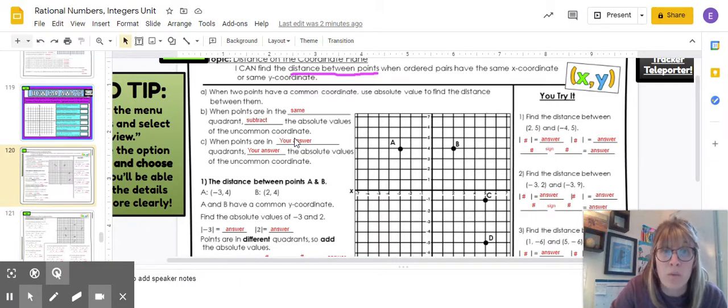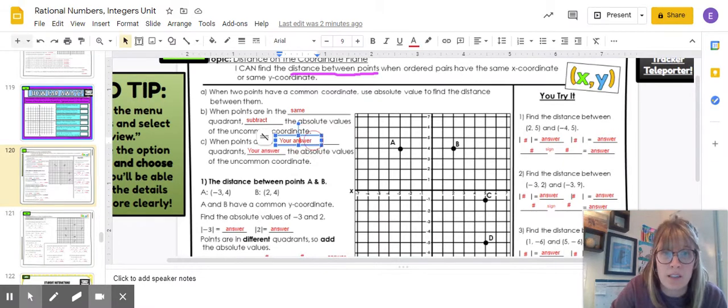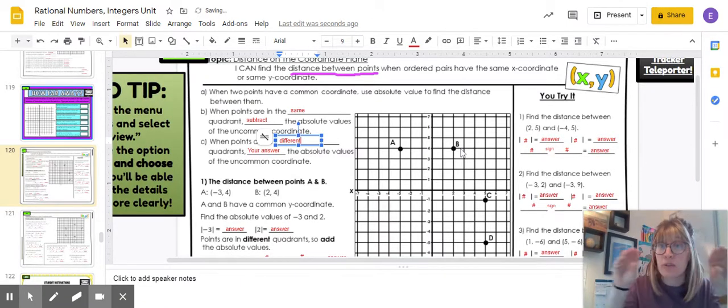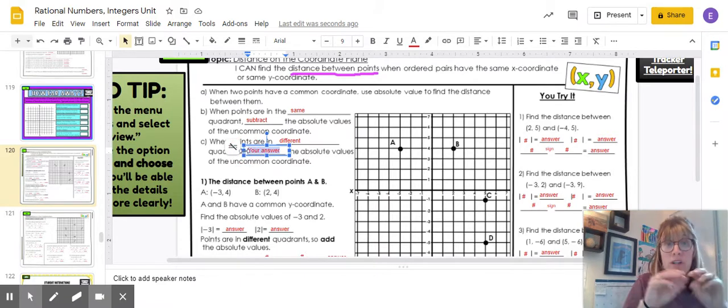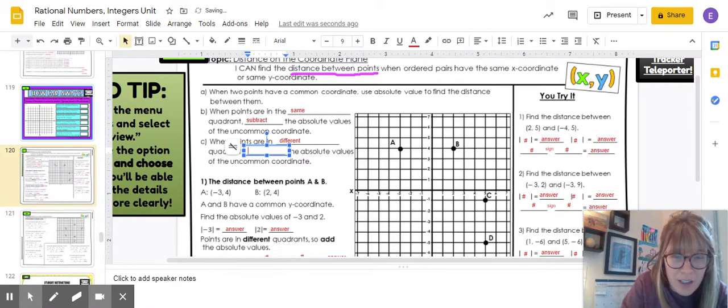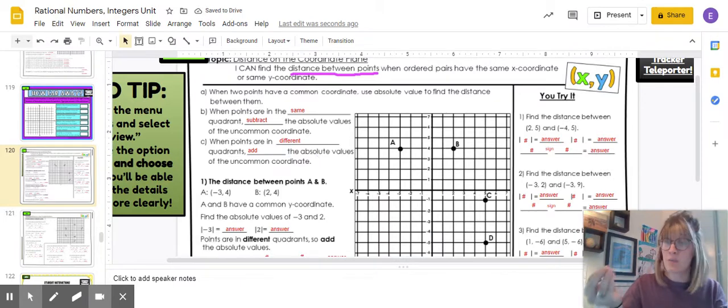And vice versa, when points are in different quadrants, like you can see here, A and B are in different quadrants. B is in quadrant 1, A is in quadrant 2. You are still going to find the absolute values of the coordinate that they don't share, the uncommon coordinate. But this time you're going to add the absolute values of that uncommon coordinate together. So here we go. We're going to practice.